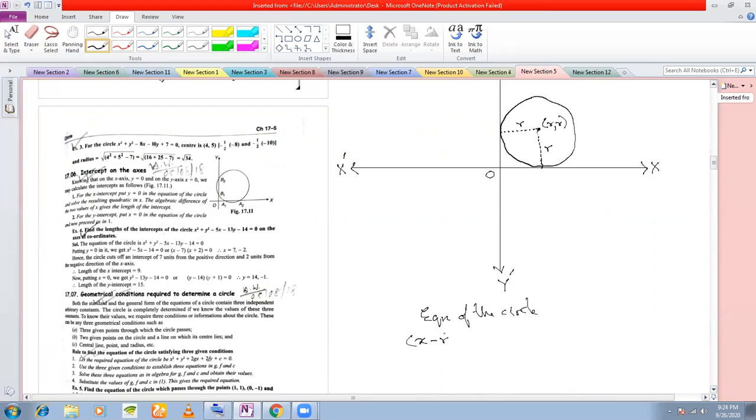(x minus r) whole square plus (y minus r) whole square equal to r square. Okay. Now again you expand and you will get the required equation of the circle. Okay. Your r square will cancel on both sides. So this is the equation of a circle which touches the x and the y axis.